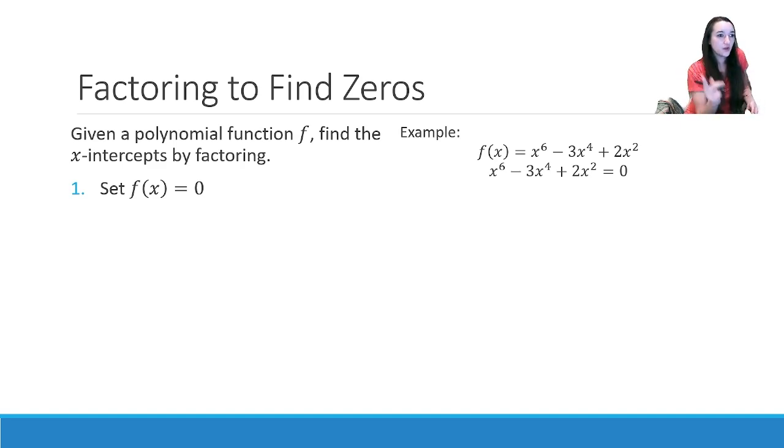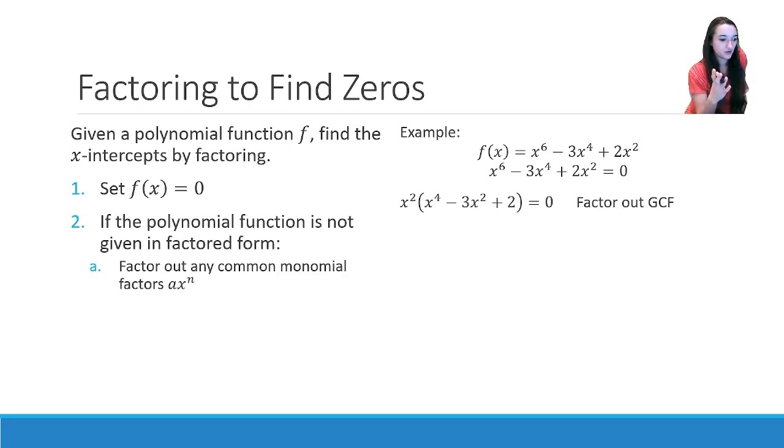Then step 1 of factoring is always going to be factor out the greatest common factor. So if the polynomial function is not given in factored form, we start with that. We factor out our GCF, our greatest common factor. That's always the first step. When I do that, the greatest common factor is going to be x squared because I can take that out of every term. So I pull that x squared out, and now I have x to the 4th minus 3x squared plus 2, times x squared. Then I'm going to factor any factorable binomials or trinomials.